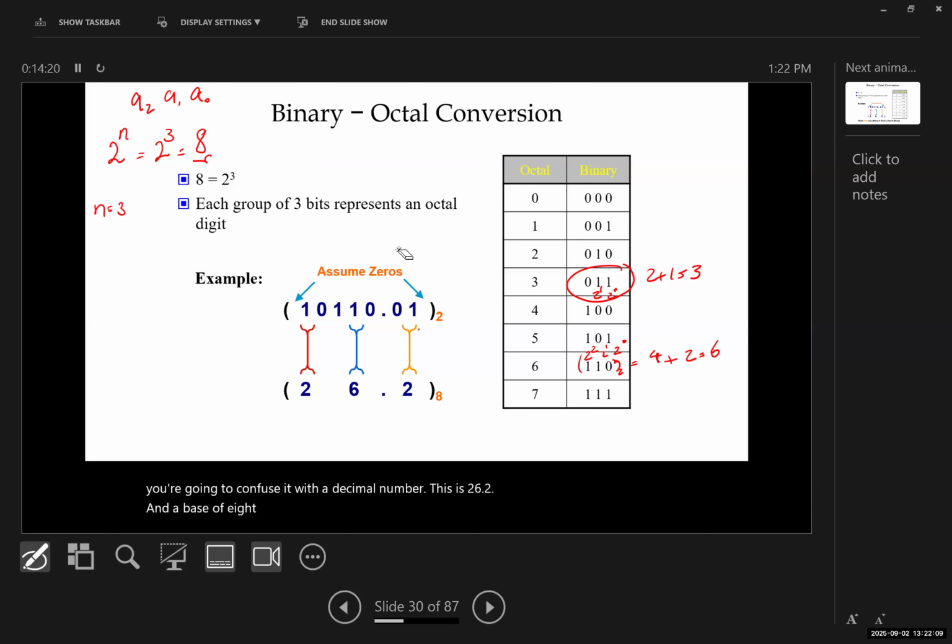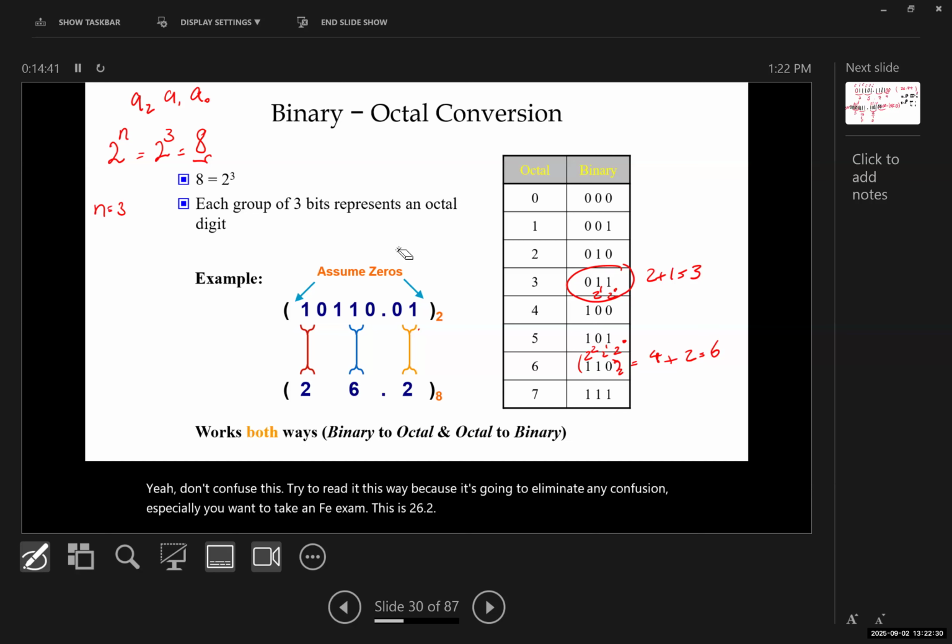Because I see sometimes this makes confusion, like 1, 1 is not 11. It's 1, 1. Basically, it's a 3, okay? So don't confuse this, try to read it this way because it's going to eliminate any confusion, especially if you want to take an FE exam. This is 26.2. Works both ways, binary to octal and octal to binary as well.